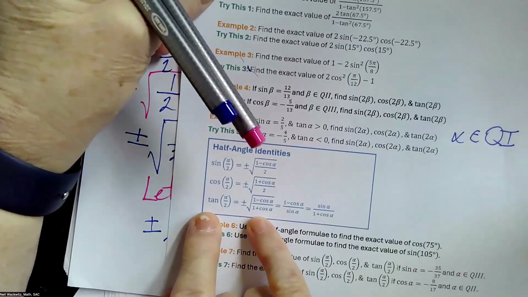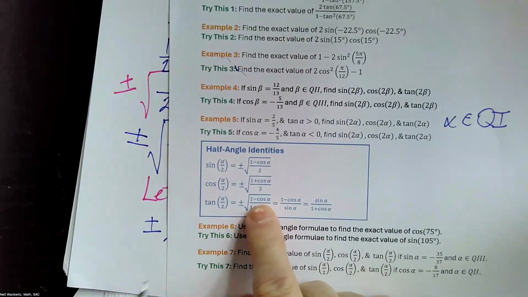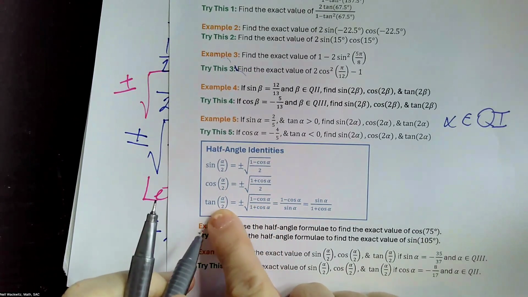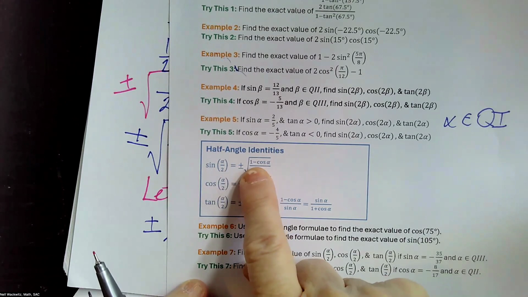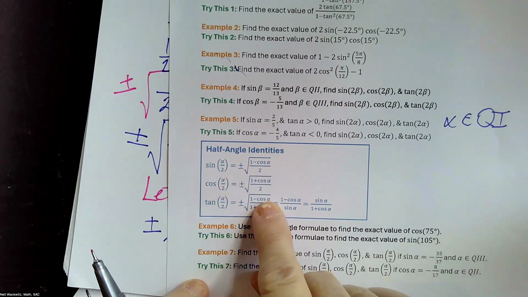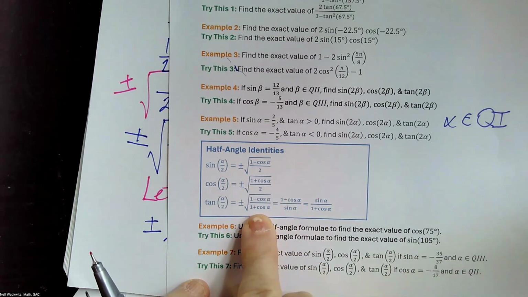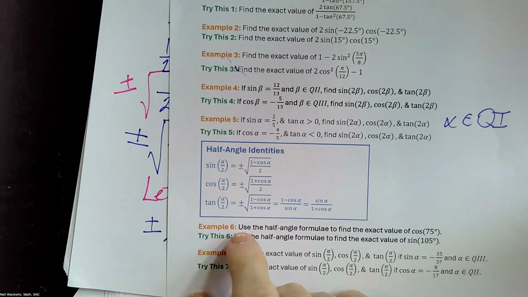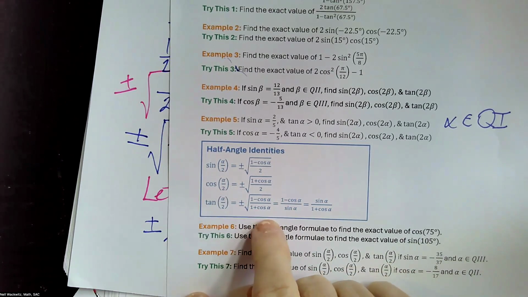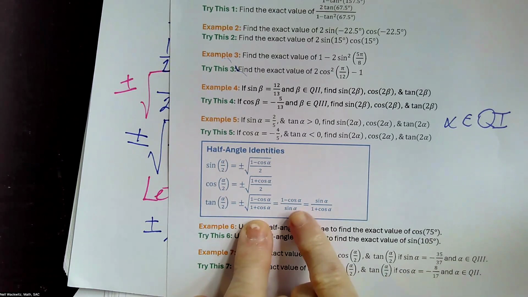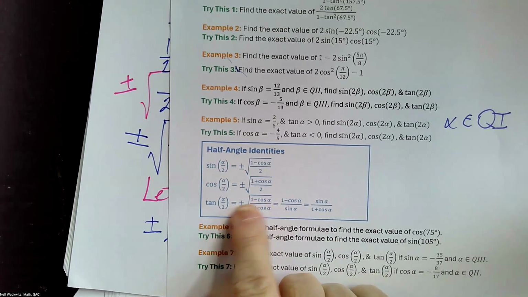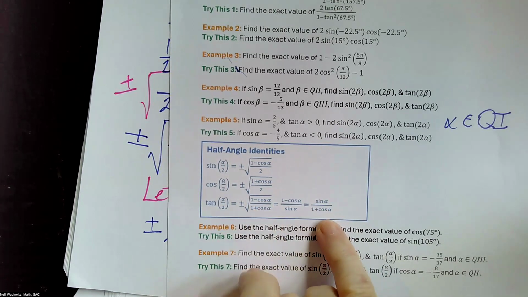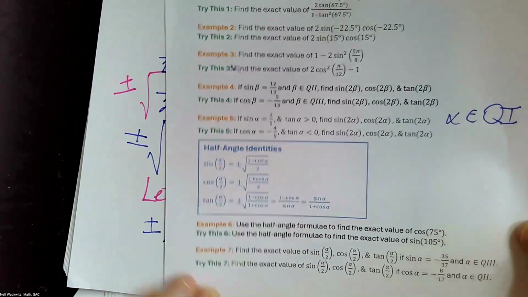There are 3 forms for the tangent of alpha over 2. We can write the tangent of alpha over 2 as the square root of 1 minus cosine alpha divided by 1 plus cosine alpha, which is just the sine of alpha over 2 divided by the cosine of alpha over 2. And then we can rationalize the denominator, and we'll get 1 minus cosine alpha divided by sine alpha. Or we could rationalize the numerator and we'll get sine alpha over 1 plus cosine alpha. Let's do one of those.